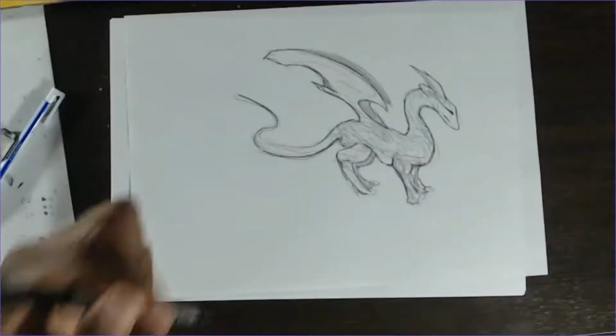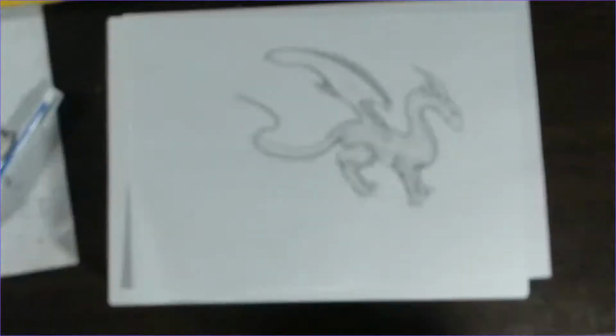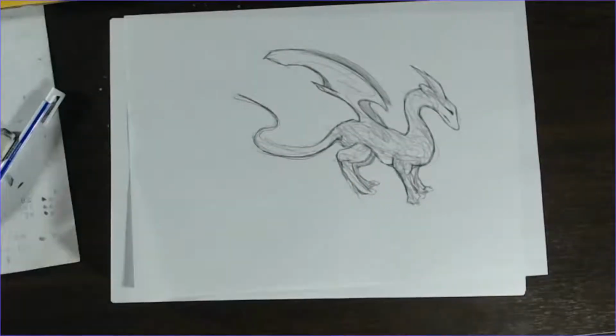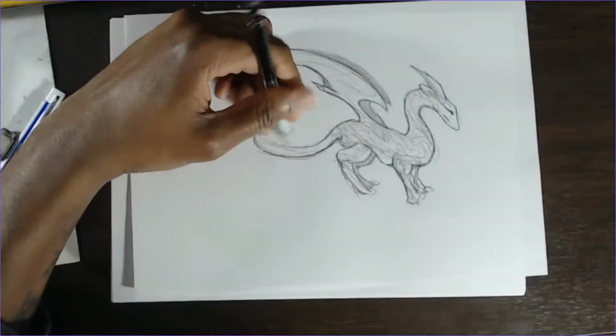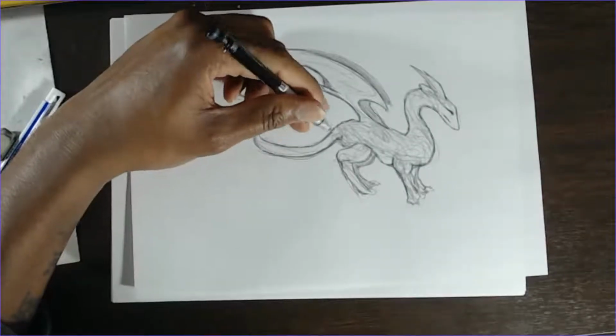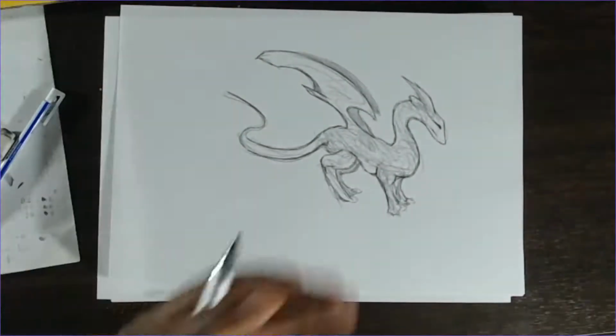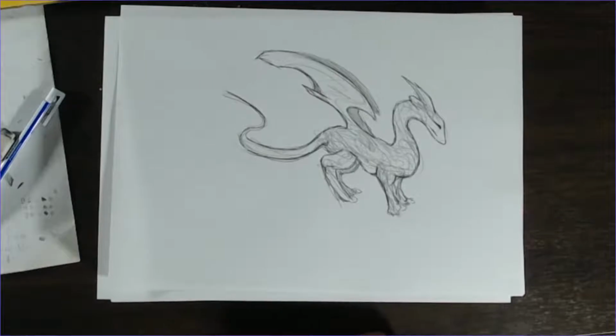Okay. This is like what he erased. I have to like line weight it. So following along with his doodle concept, this is my dragon. Okay. Let's start with the next one.